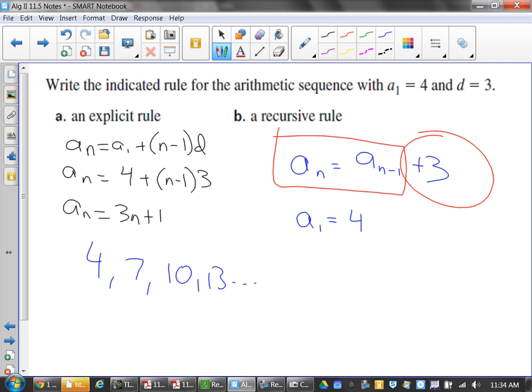Like I said, it's not that complicated when you start looking at it in terms of the actual sequence. Well, if the first term is 4, how does 7 relate to 4? The second term is taking the first term and adding 3. The third term is taking the second term and adding 3. The fourth term is taking the third term and adding 3, and so on and so forth.